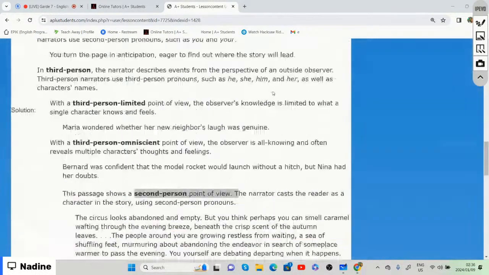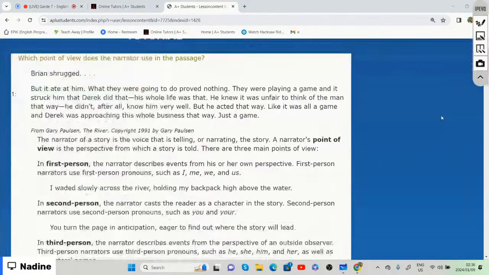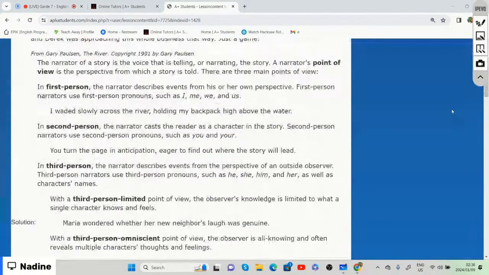All right, so now we're going on to our test. And before we go on to our test, we said that point of view, with the narrator of a story, is the voice that is telling or narrating a story. And the narrator's point of view is the perspective from which a story is told. And it can be told in the first person, second person, or third person, right? We said first person, the narrator describes events from his own perspective, and they would use first person pronouns such as I, me, we, and us.